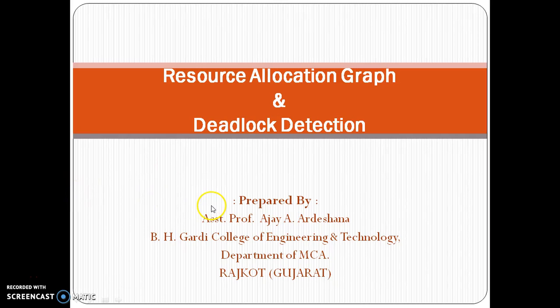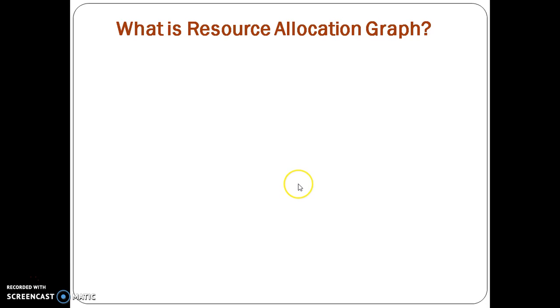Hello, today we are going to see the use of resource allocation graph in a multiprocessing operating system to detect a deadlock. First of all, let us see what is resource allocation graph.